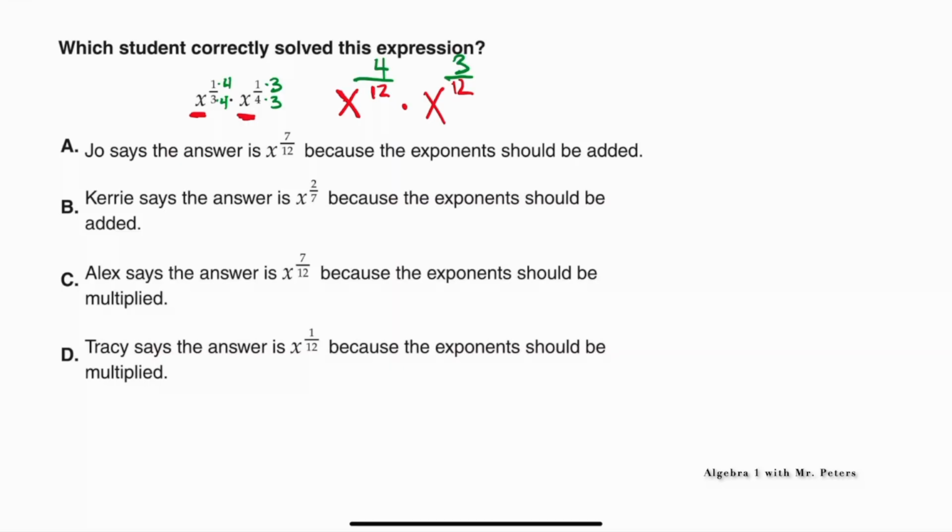Now that we have a common denominator, all we need to do is add. So our final answer should be x to the 7 over 12 power. So the answer choice is A. Just make sure you read because they're going to try to get some of you all by just looking at the exponent and the numerator and denominator.